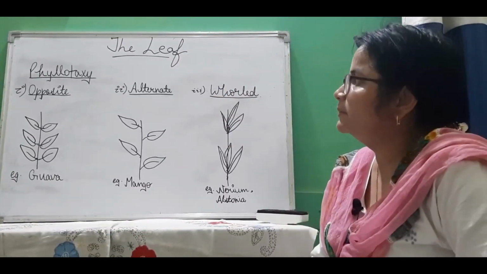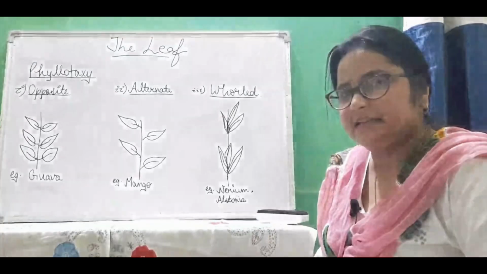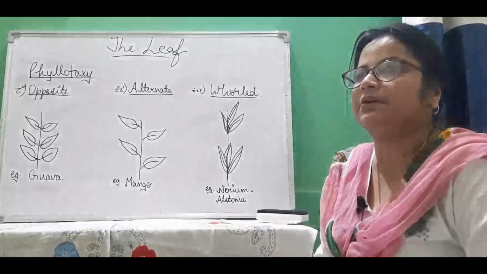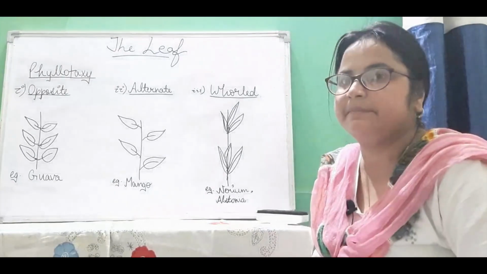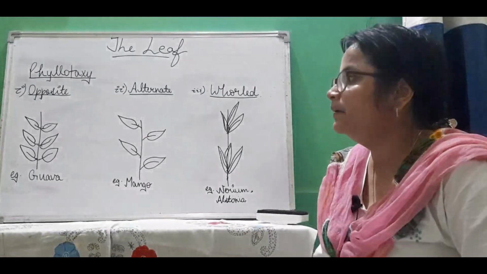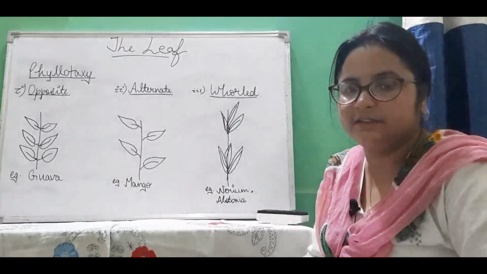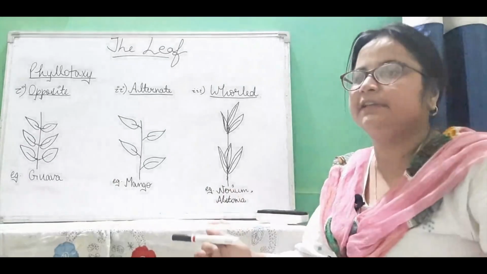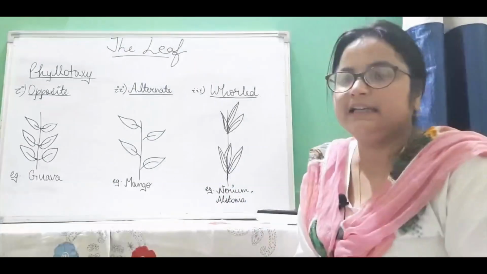Now students, coming to the next topic, which is called phyllotaxy. Yes, phyllotaxy means the arrangement of leaves on the stem. How the leaves are arranged on the stem is known as phyllotaxy. For example, you people are sitting in the class in a row-wise manner, you are not sitting in a haphazard manner, anywhere, anytime, anywhere in the classroom.